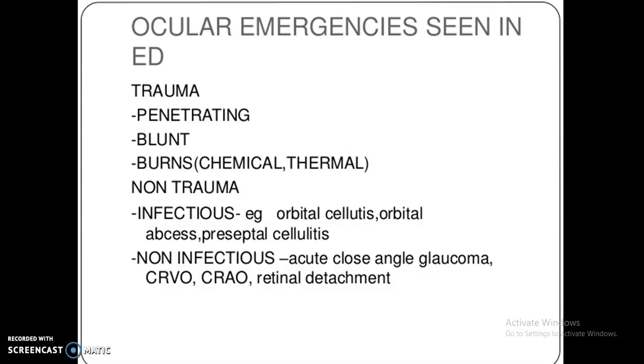There are mainly trauma and non-trauma emergencies. Trauma means penetrating or blunt trauma, or chemical or thermal burns. Non-traumatic means infectious and non-infectious cases. The infectious cases are orbital cellulitis, orbital abscess and preseptal cellulitis. The non-infectious cases are acute closed angle glaucoma, retinal detachment, CRVO and CRAO. These are the main emergencies seen in the emergency department.